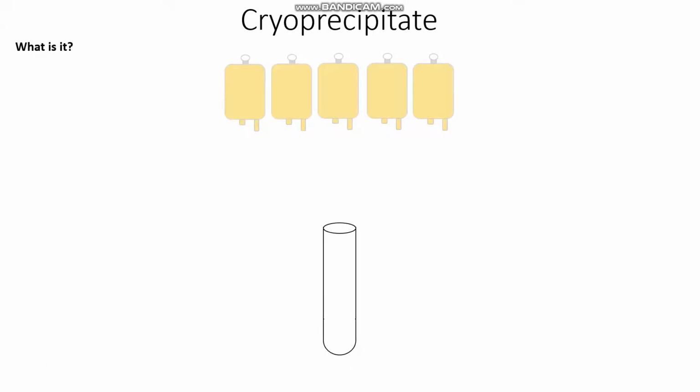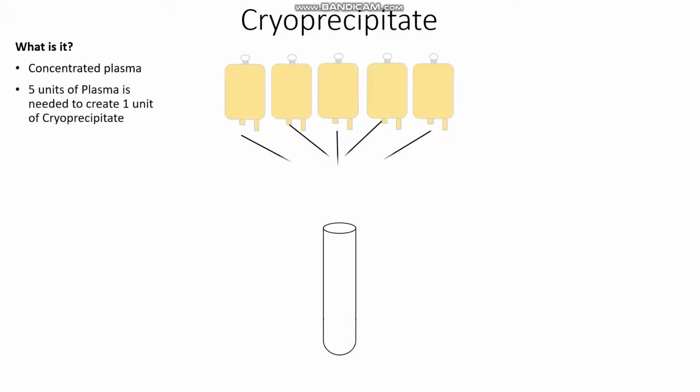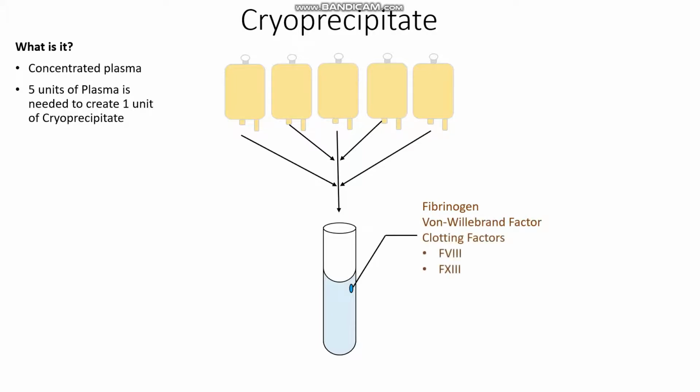So what is cryoprecipitate? It's essentially very, very concentrated plasma. In fact, it's about 5 units of plasma that go on to form 1 unit of cryoprecipitate. And essentially, it contains very, very high levels of the protein fibrinogen. Remember, fibrinogen is needed to help us stabilize that platelet plug by forming that fibrin sheath. It also contains smaller amounts of things like von Willebrand factor and some clotting factors like factor 8 and factor 13.